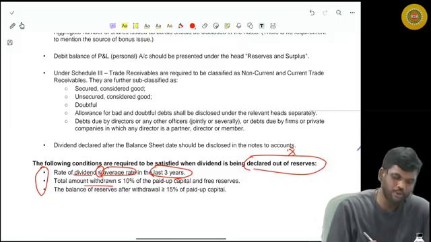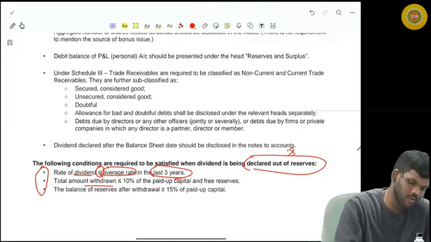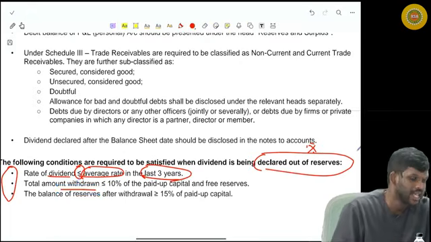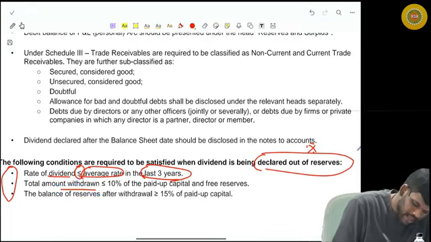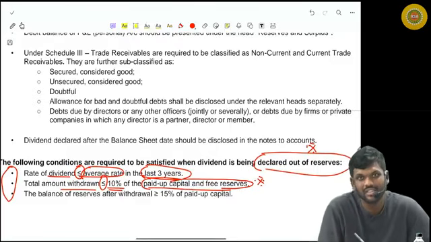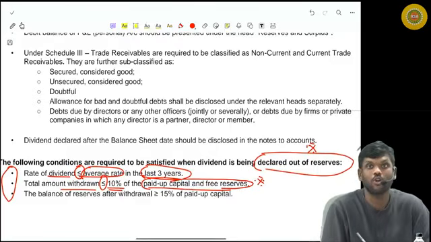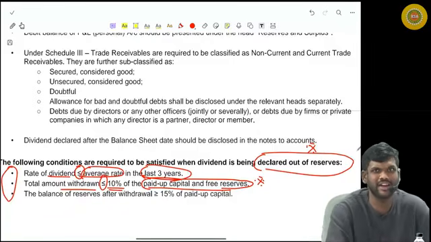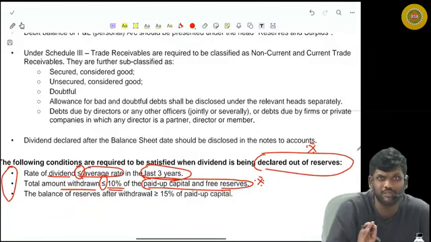Then whatever amount you are withdrawing from reserves, that amount should be less than or equal to 10% of the total paid up capital and free reserves. Free reserves means your general reserve, P&L account, all that are free reserves which are available for distribution as dividend. Sir, can I take securities premium? No, securities premium is not a free reserve.